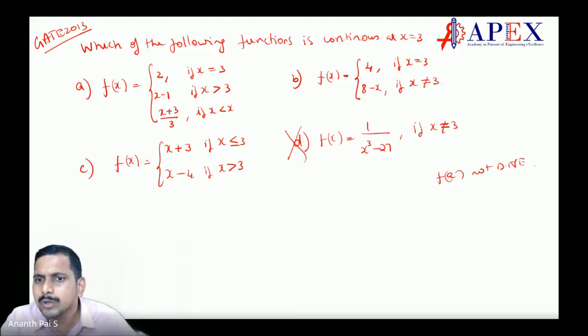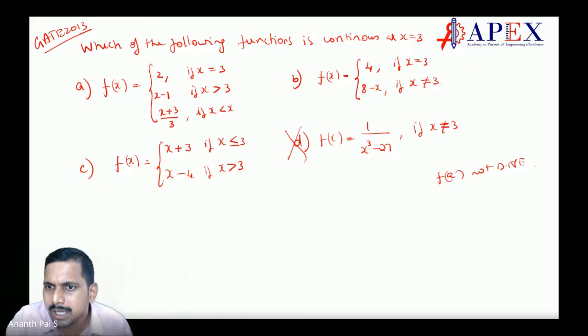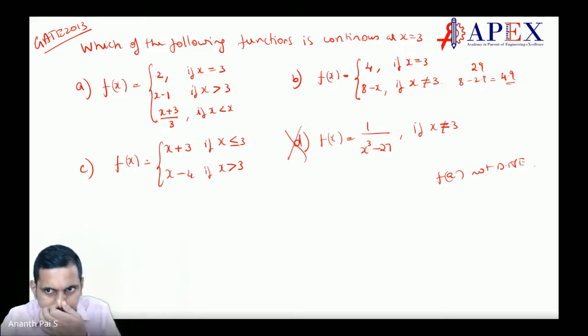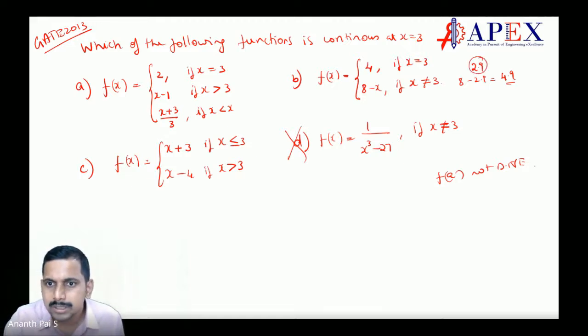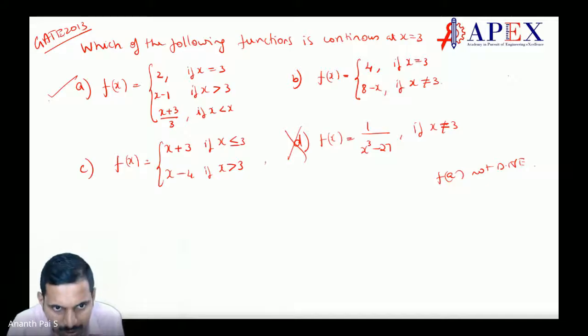Take a value a bit less than 3, say 2.9. What is 8 minus 2.9? It is 5.1. And at x equal to 3 it is 4. So directly you see a difference, so it is discontinuous. What is continuous? Only A. You can check it out. This one is also discontinuous.